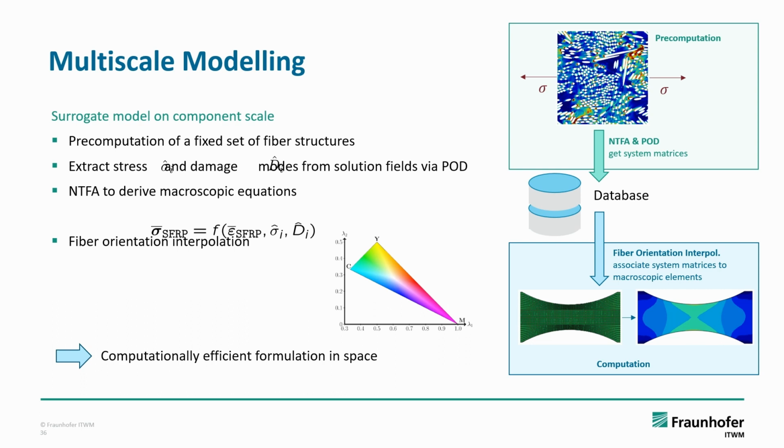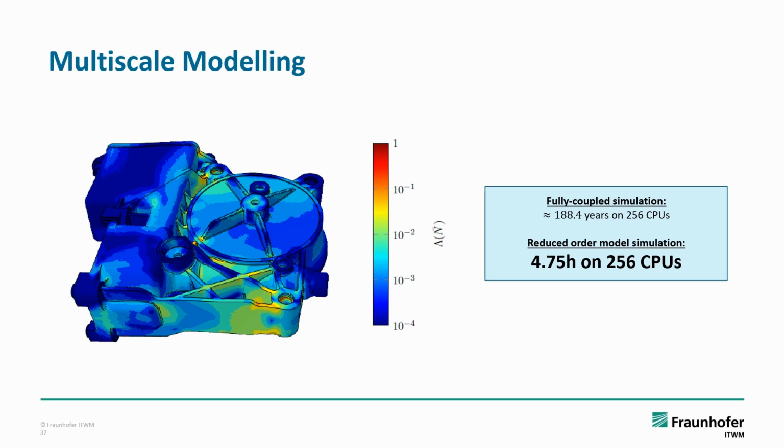And this enables us to computationally efficiently predict the macroscopic component. To give an idea how fast the speed up is, we conducted a component simulation on the shown component, and instead of roughly 200 years, it only took about 5 hours to compute with the reduced order model.